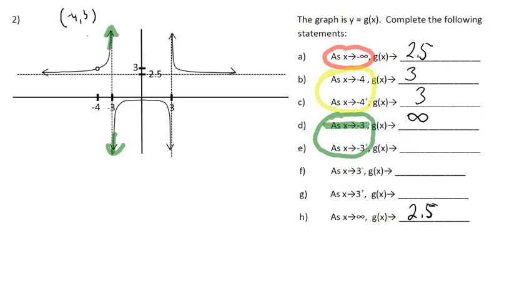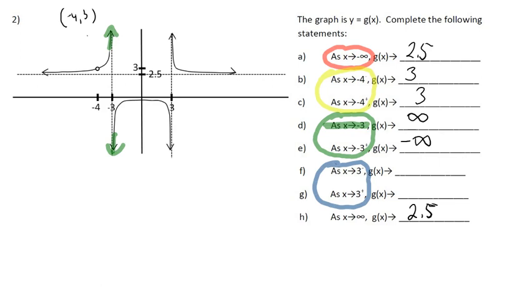This arrow, as I read it this way, I'm getting closer and closer to +3 for x, but I'm getting lower and lower and lower for y. So I'm approaching -infinity. And then this arrow, I'm getting closer and closer to +3 for x, but from the right side. I'm on the right side of 3. And y is getting higher and higher and higher, so it's approaching +infinity.